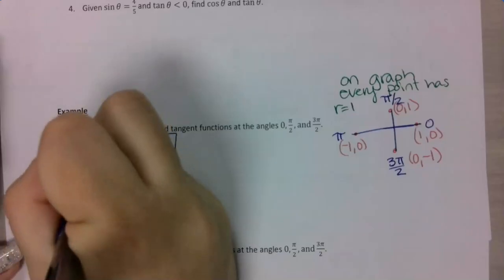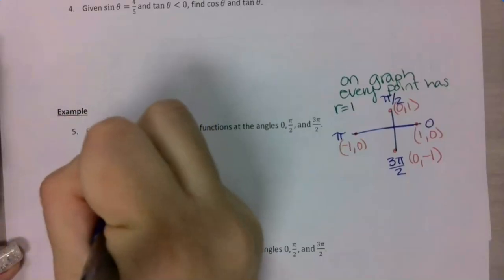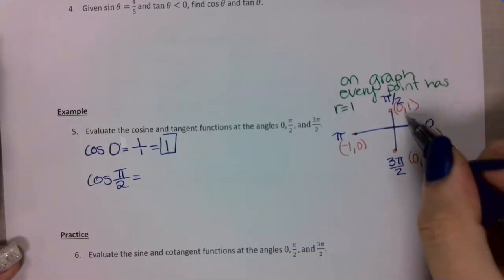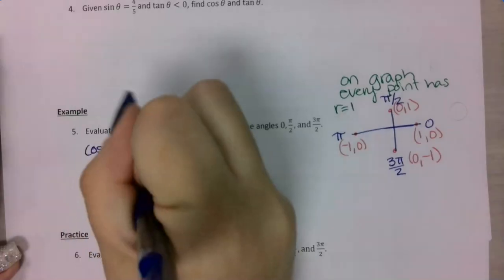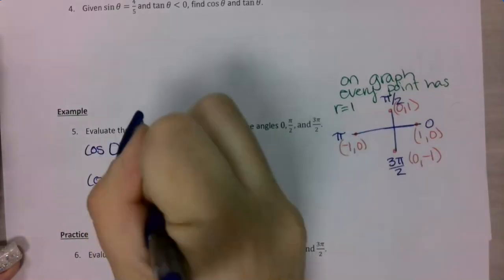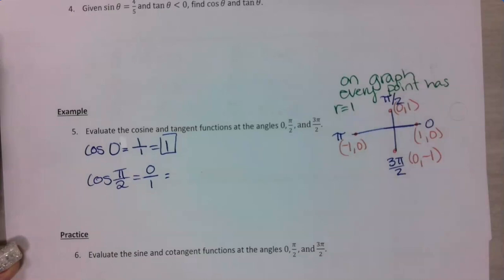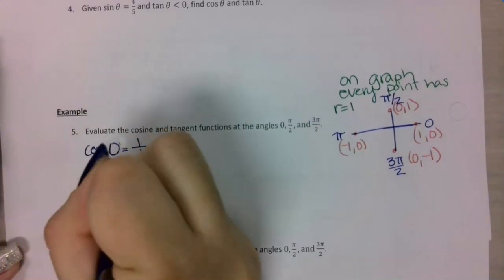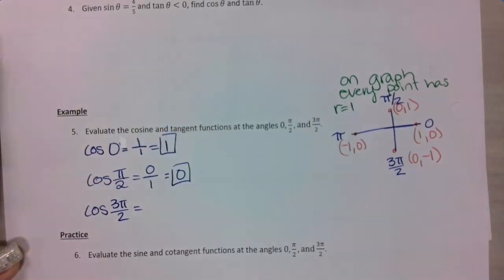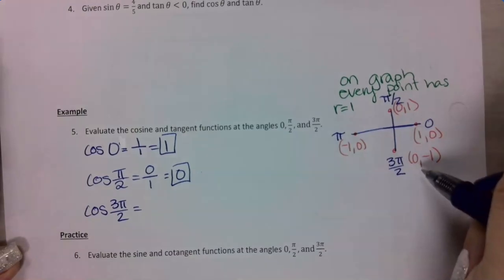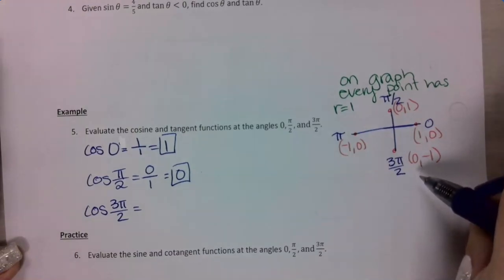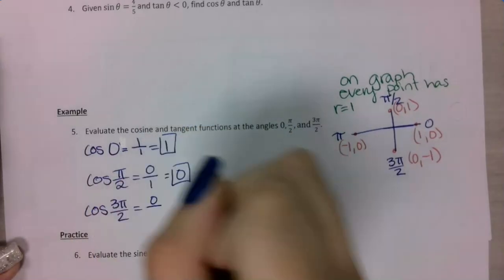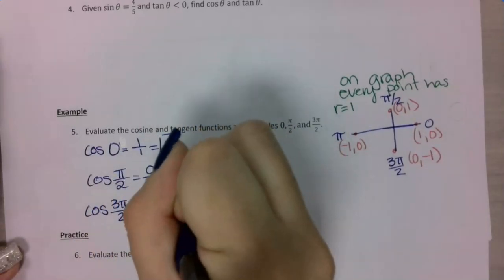Then I'm going to do the same thing for cosine pi halves. What is my x value? And my r? 0 divided by 1. 0. And then I'm going to do the same thing for cosine 3 pi halves. So what's my x value here? My r value. So it's 0.